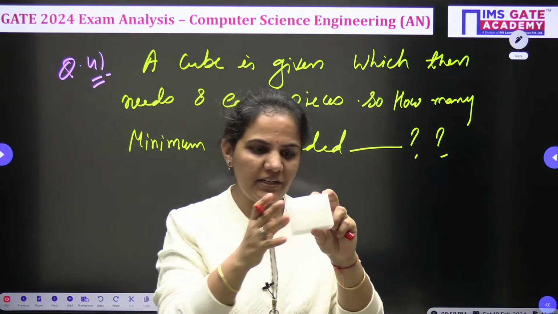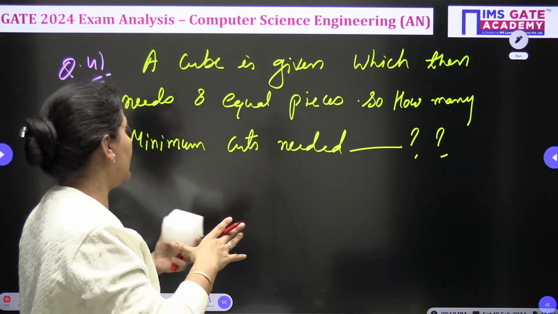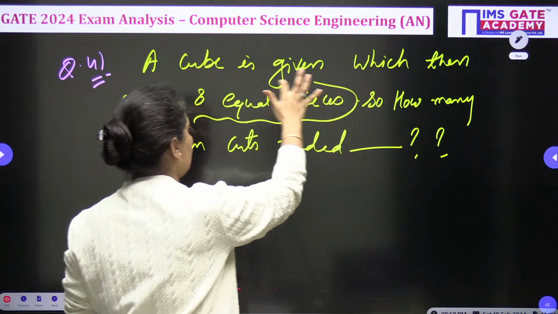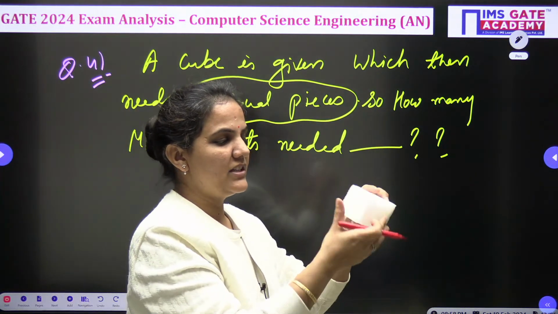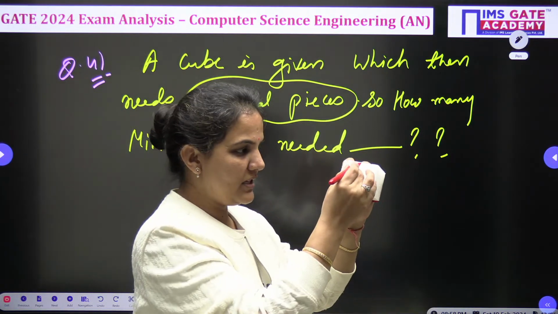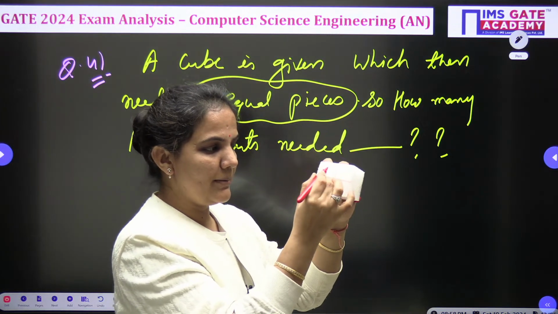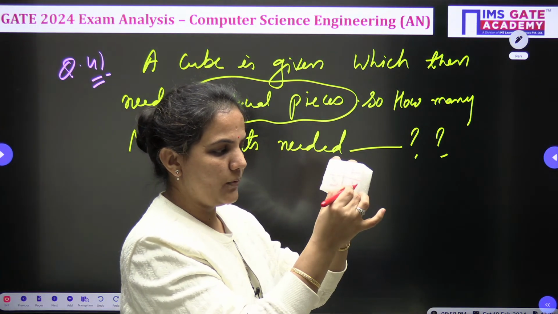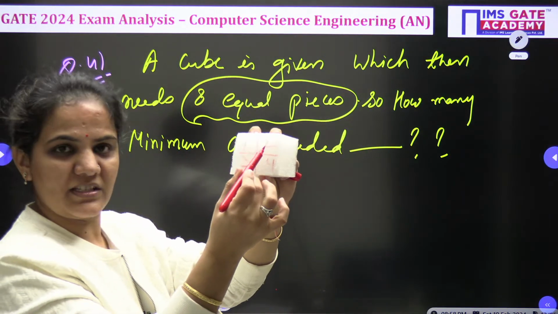What I need to do, I will show you here. This is the cube, and I want to make 8 equal pieces. So suppose I cut this cube from here: this is 1 cut, this is 2 cuts. When I make these 2 cuts, there will be 1, 2, 3 and 4 pieces. I hope you can see.